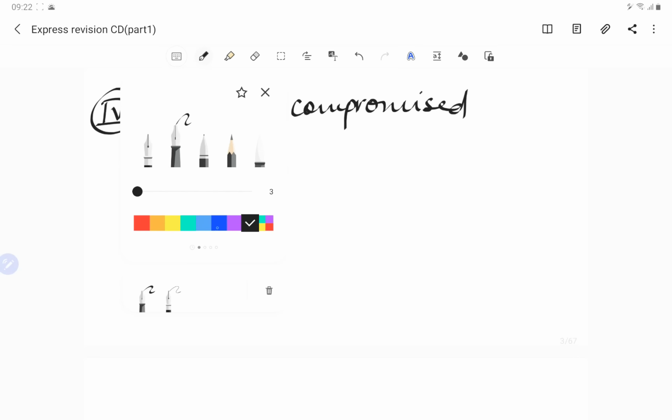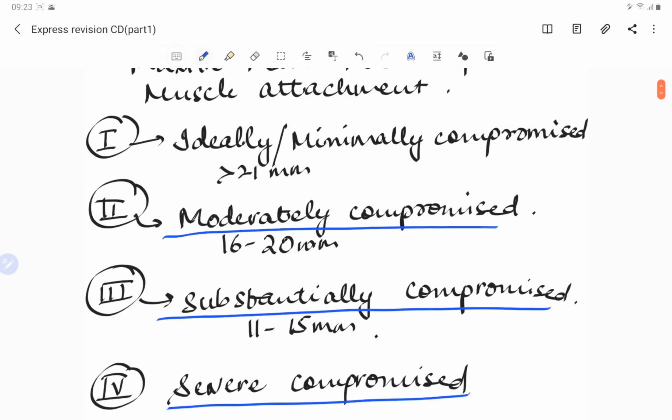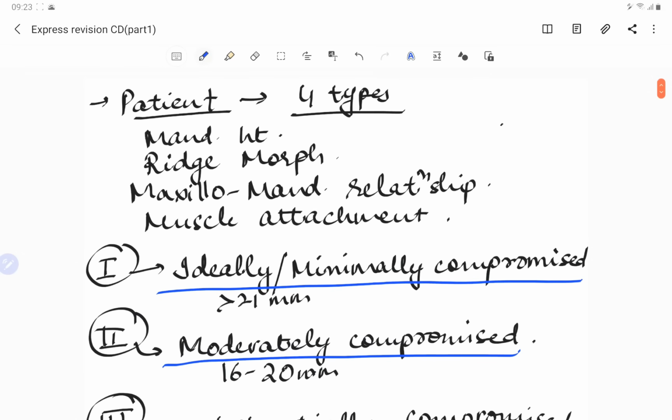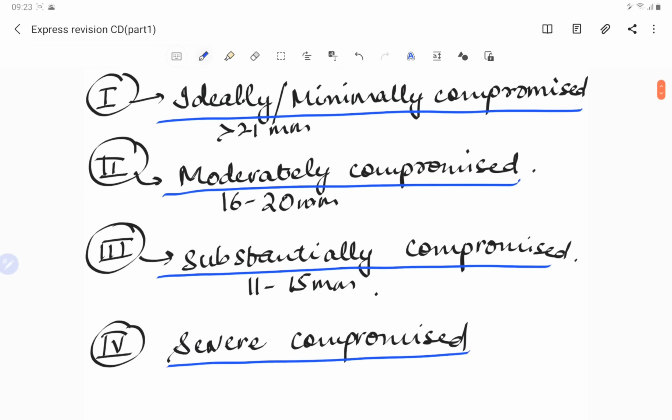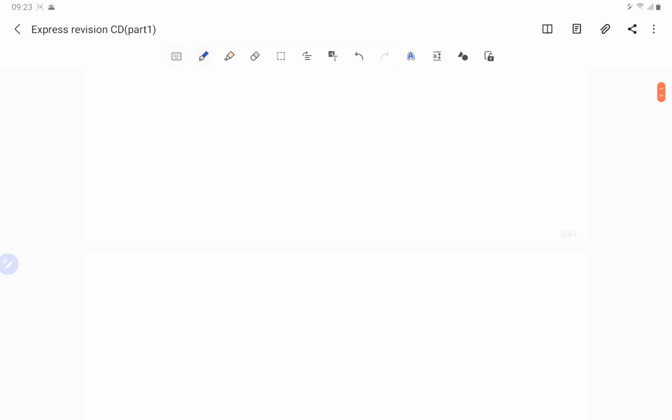So we have studied 4 kinds: severely compromised, substantially compromised, moderately compromised, and ideally compromised. So these are the types of the patient based on the mandibular height, based on the ridge morphology, based on the maxillomandibular relationship and the muscle attachment. We have got ideally minimally compromised, moderately compromised, substantially compromised, and severely compromised.